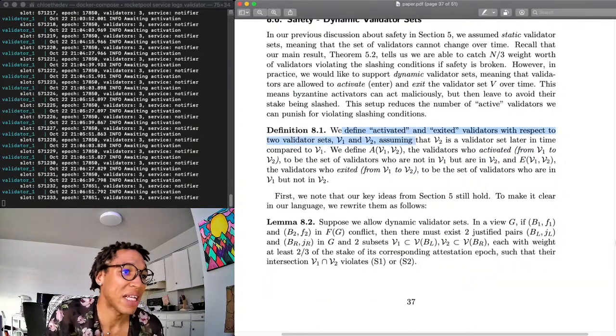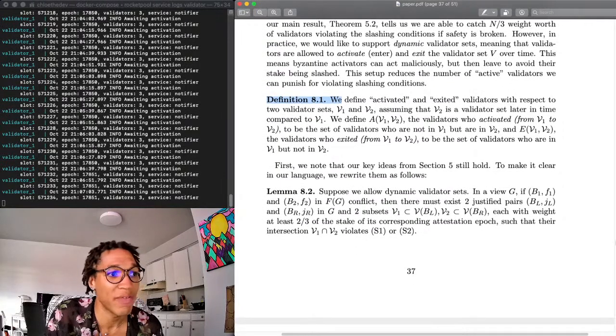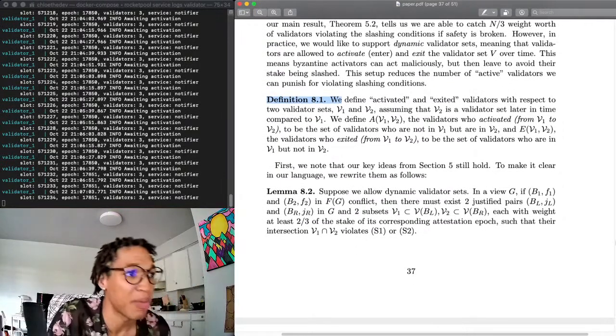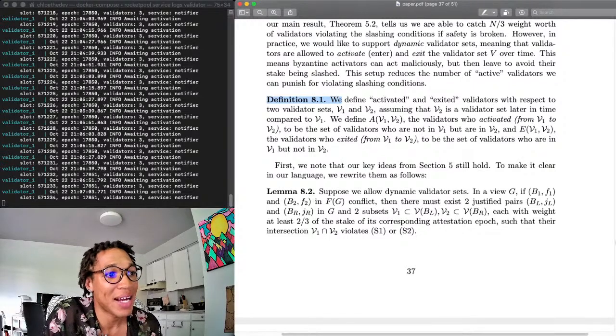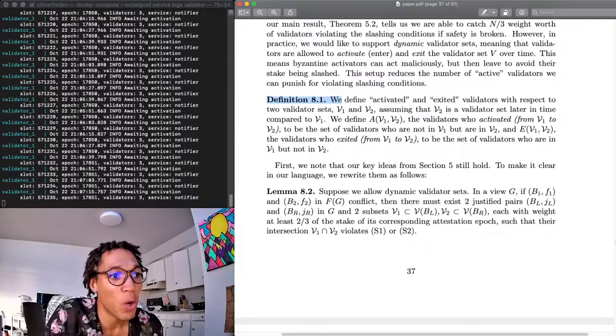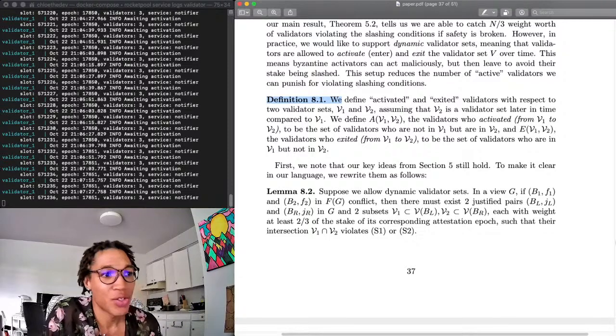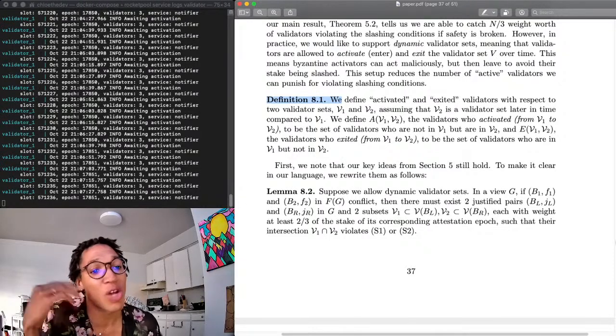Definition 8.1. We define activated and exited validators with respect to 2 validator sets, V1 and V2, assuming that V2 is a validator set later in time compared to V1. And then we define A for V1 and V2, the validators who activated from V1 to V2, to be the set of validators who are not in V1 but are in V2. And E for V1, V2 are the validators who exited from V1 to V2. So the V1 and V2 are just time periods, and when you exit as a V1, you'll eventually be a V2, and when you're activating right now, I'm in A1, and soon I'll be A2 as I activate.